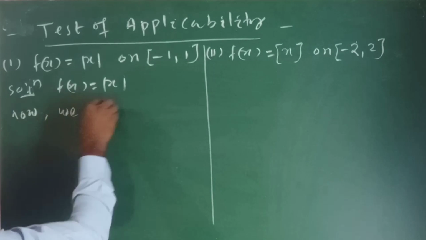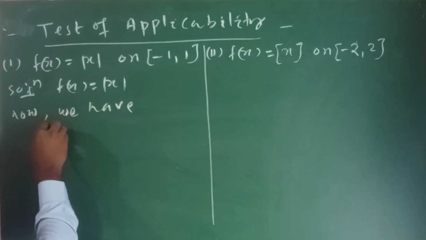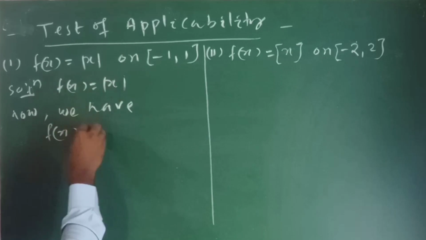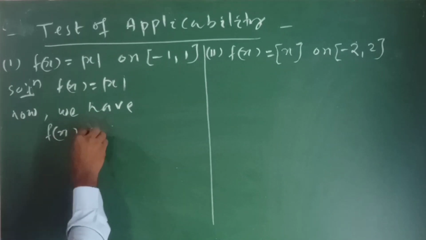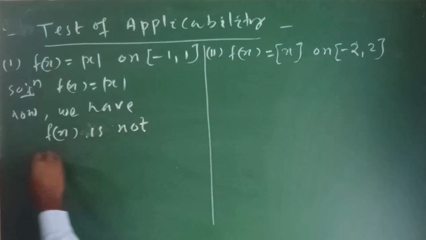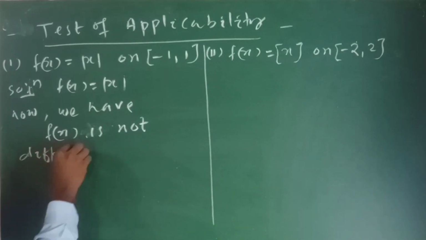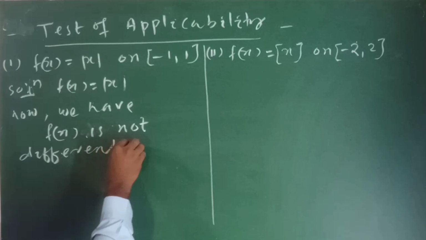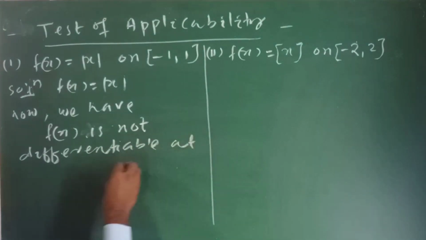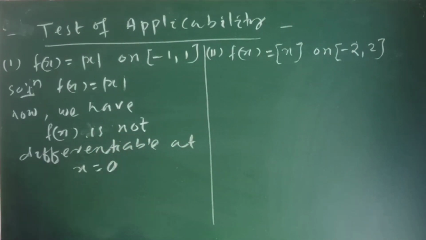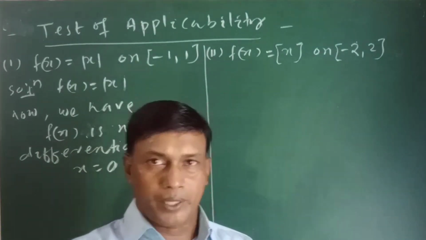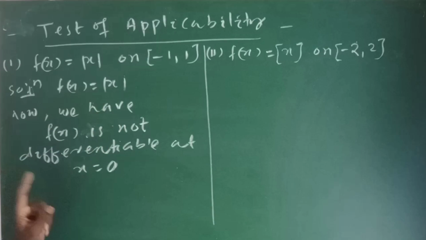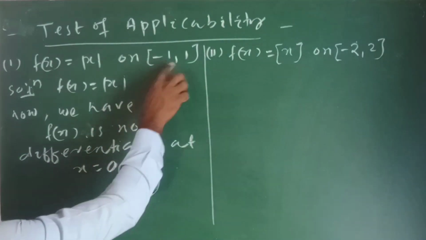We have f of x is mod x, which is not differentiable at x is equal to 0. I have already proved mod x is not differentiable at origin. That means this function is not differentiable at x is equal to 0. So 0 belongs to minus 1 to 1.